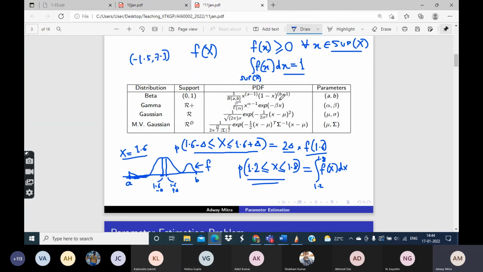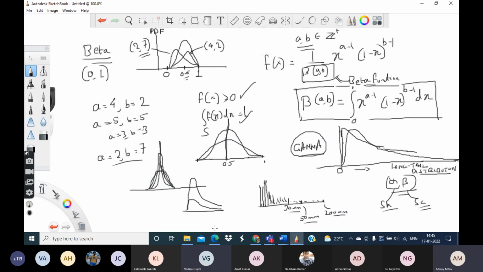So as you can see, this is the PDF: beta to the power alpha times x to the power alpha minus 1 times e to the power minus beta x, whole divided by gamma of alpha, where this gamma of alpha is the gamma function. In case of the beta distribution, we had the beta function; similarly in case of the gamma distribution, we normalize it by the gamma function. And what is the gamma function?